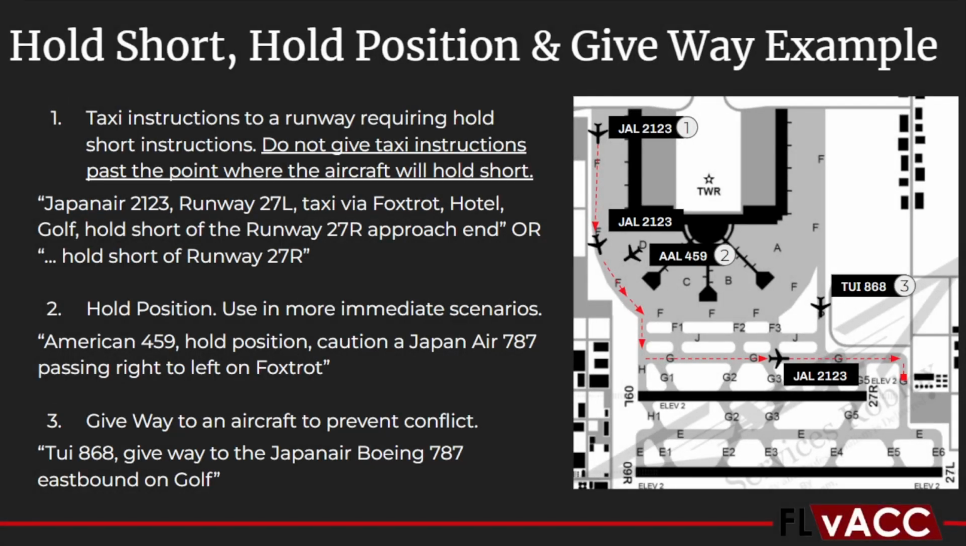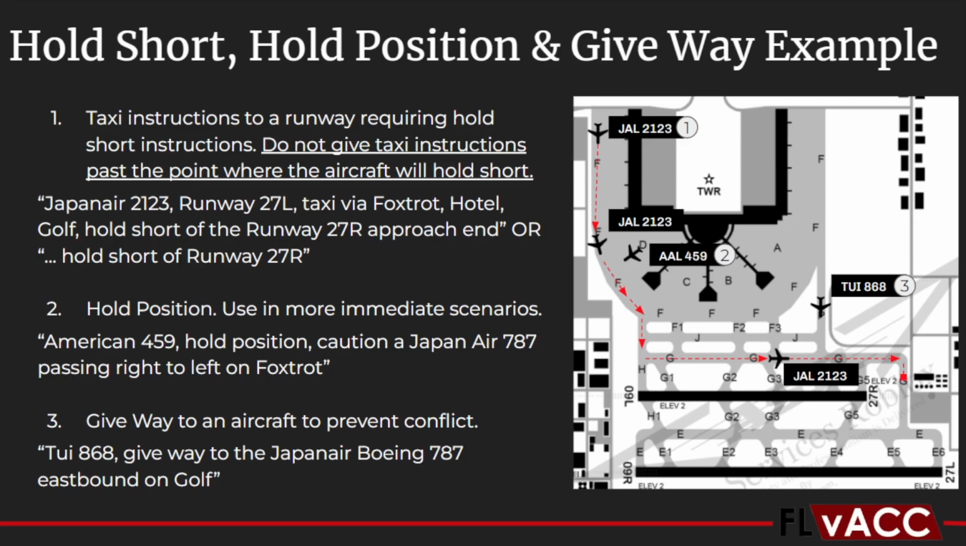Japan Air 212 Tree is taxiing to runway 27 left, which means they will need to cross runway 27 right, which means they will need to receive hold short instructions. The taxi route is shown in red, and the controller would say, Japan Air 212 Tree, runway 27 left, taxi via Foxtrot, Hotel, Golf, hold short of runway 27 right approach end. You could also just say hold short of runway 27 right.